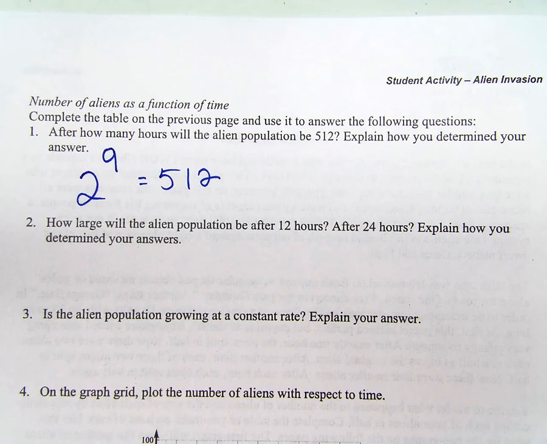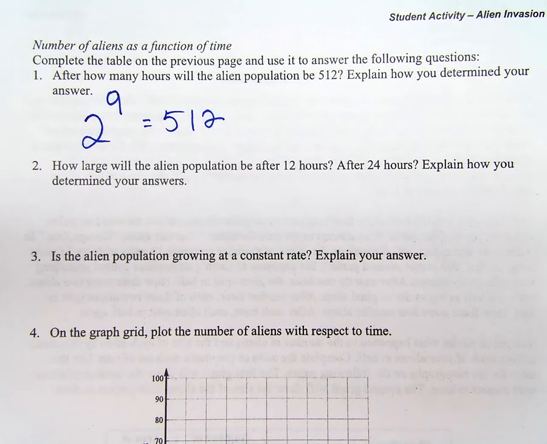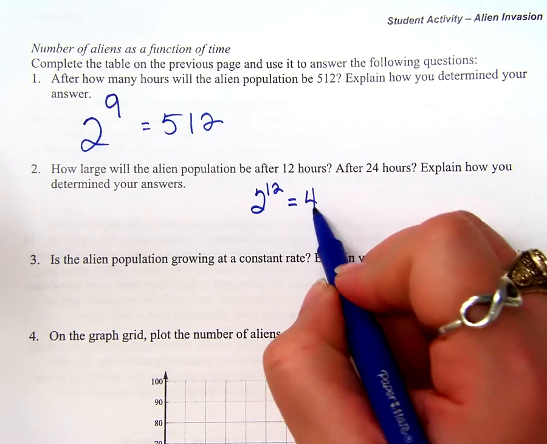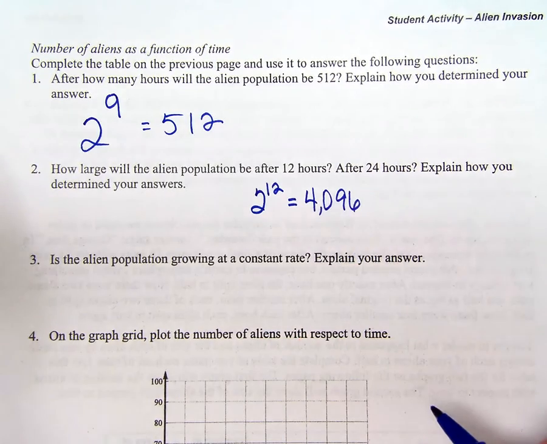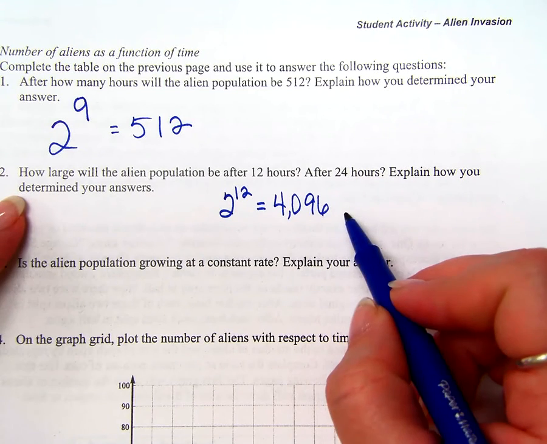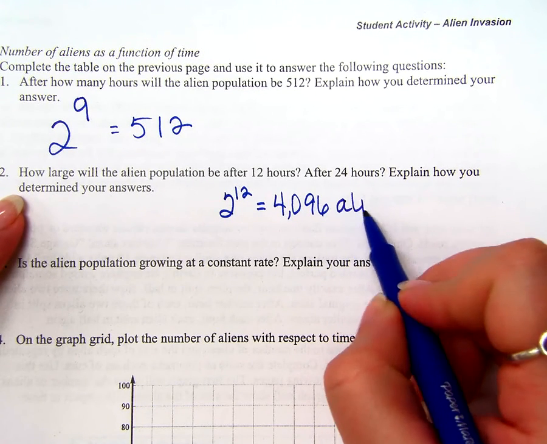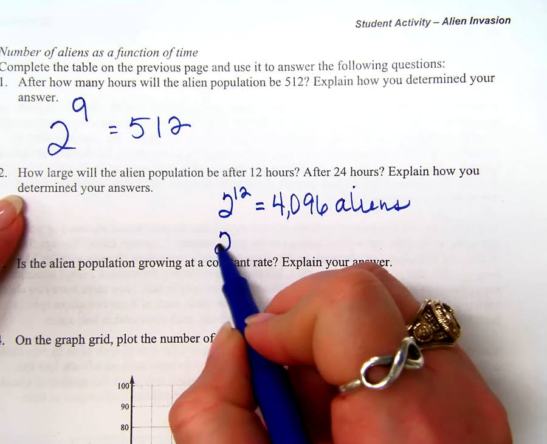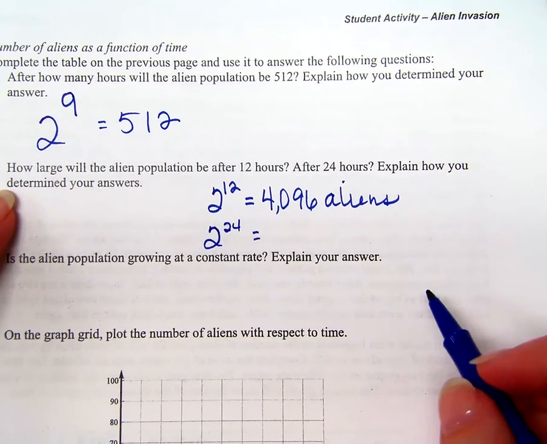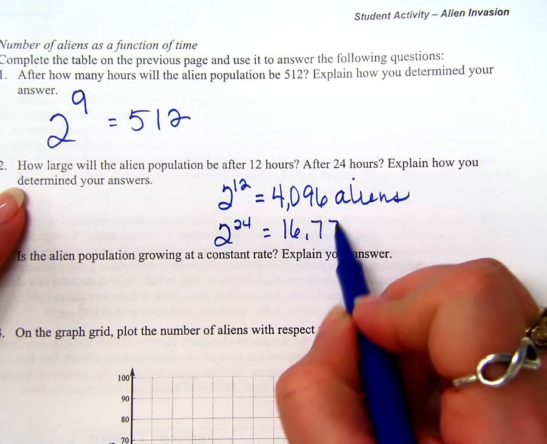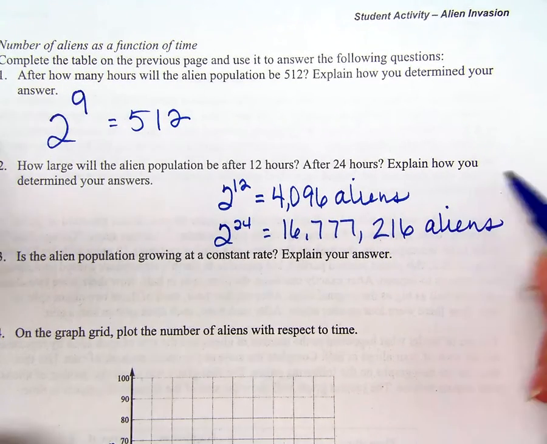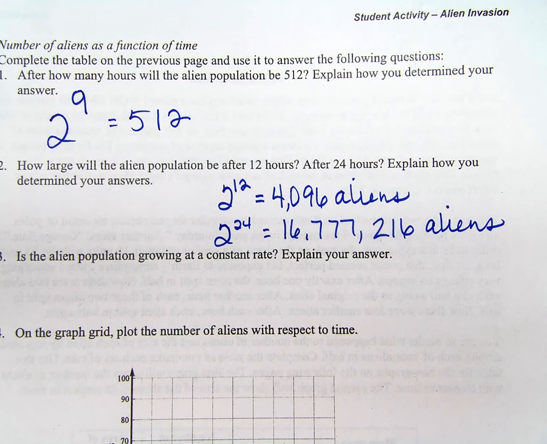Right? How large will the alien population be after 12 hours? How do we figure that out? Oh, 2 to the 12th. Okay, what is 2 to the 12th? 4,096. Like that? Okay, 4,096 what? Aliens? Okay. What about 24 hours? 2 to the 24th? What is 2 to the 24th? 16 million. Like that? Aliens. Oh my gosh, I'm getting really nervous. That's a lot of aliens.